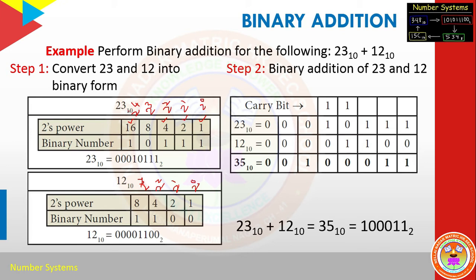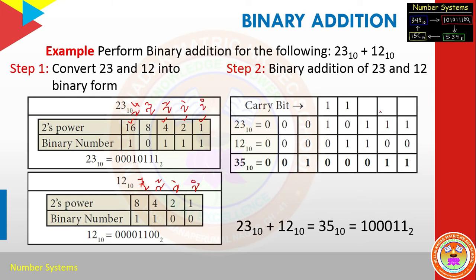Okay, so both 23 base 10 and 12 base 10 are identified. Now we just make an addition. This is the binary format of 23, and this is the binary format of the decimal value 12. Now we just add as per the binary addition methodology.